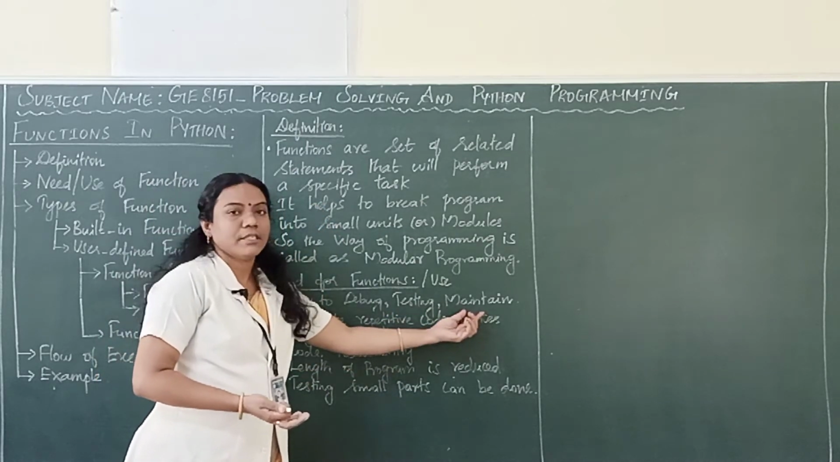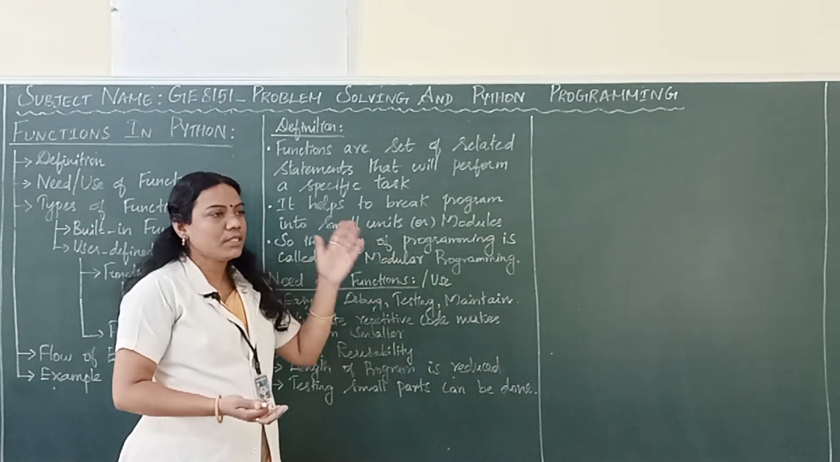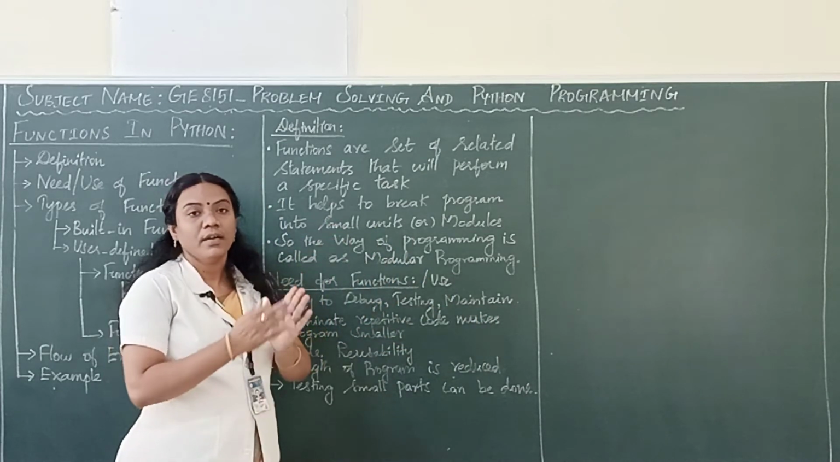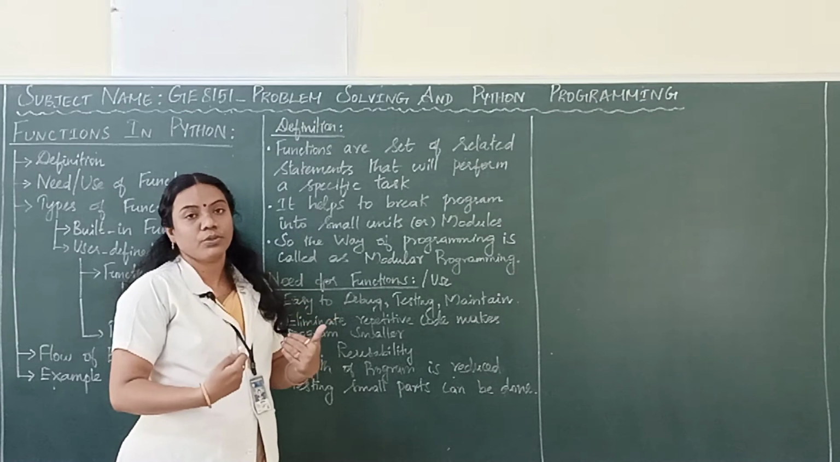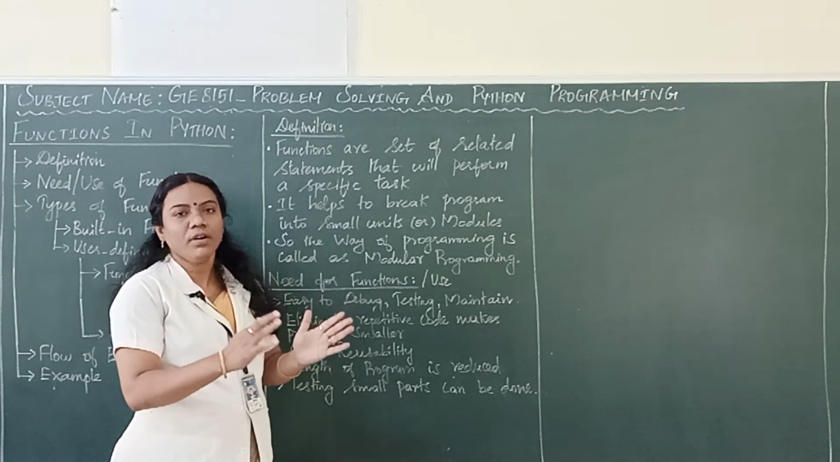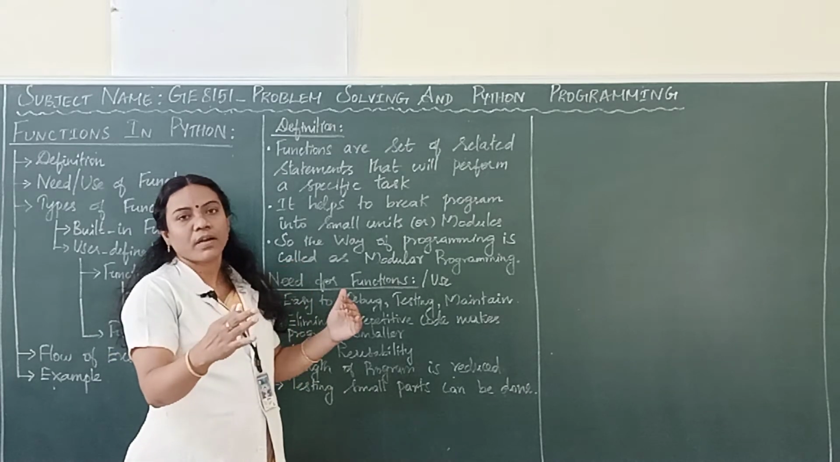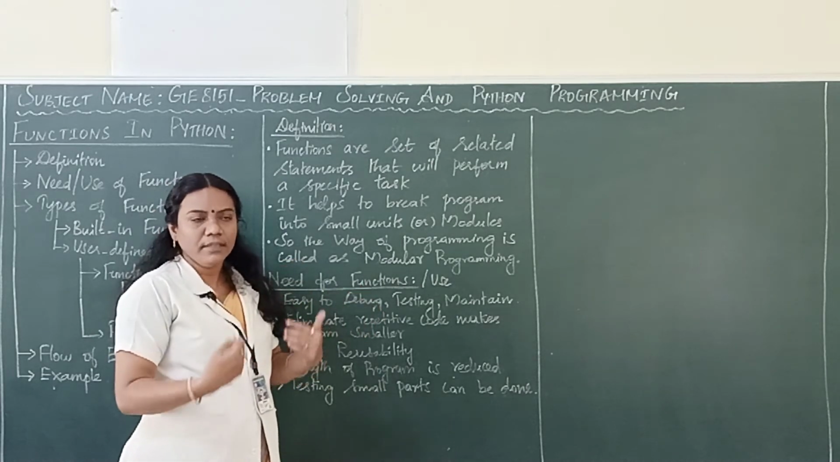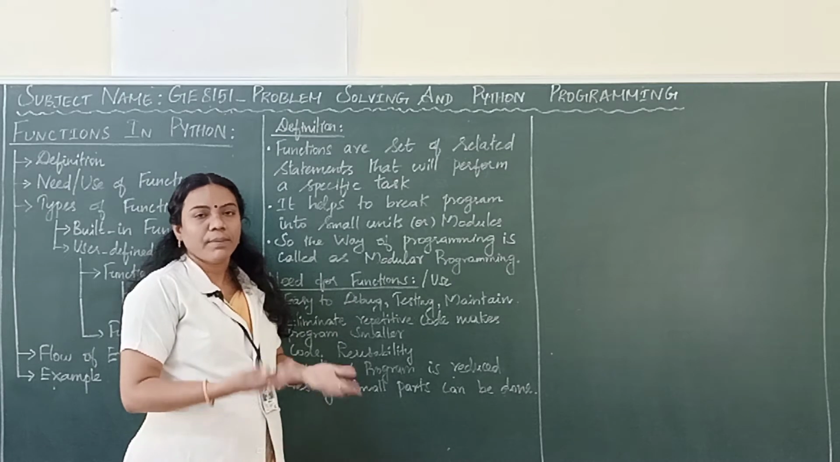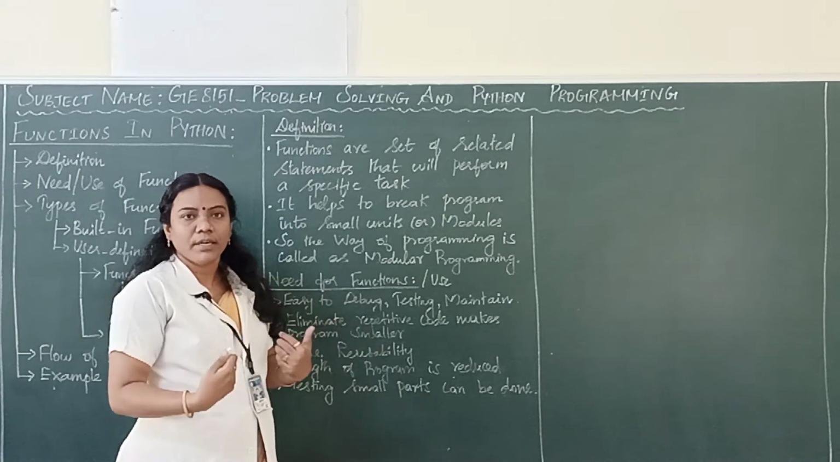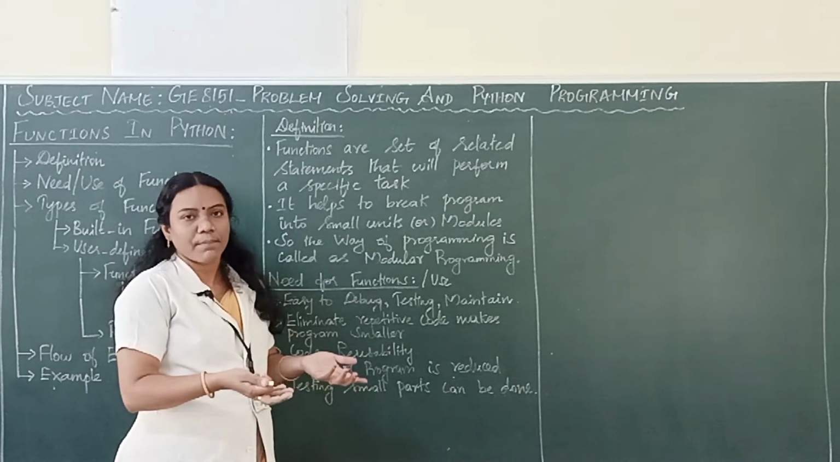Another one is maintenance. Maintenance means that on seeing the function header itself, we are able to understand what the function is for. This particular function is developed for this purpose. For example, if I give the name of a function as add, I can understand the function is to do addition. If I give the name as subtraction, I can understand the function is to do subtraction.